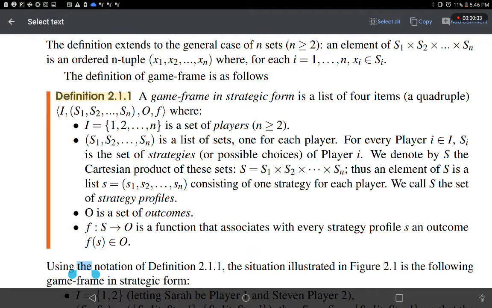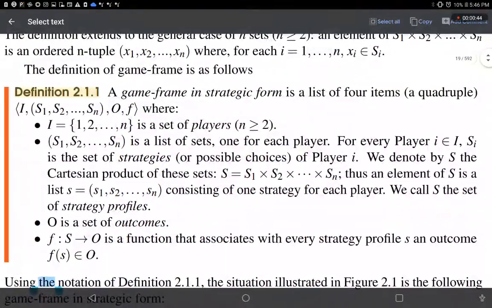The definition extends to the general case of n sets where n is greater than or equal to 2. An element of S_1 × S_2 × ... × S_n is an ordered n-tuple (x_1, x_2, ..., x_n), where for each i = 1 through n, x_i is an element of S_i. The definition of game frame is as follows.